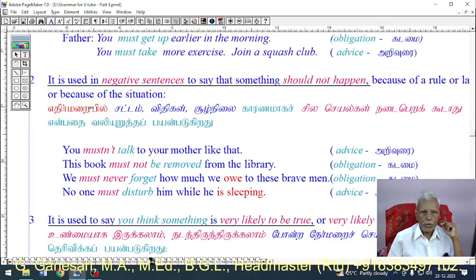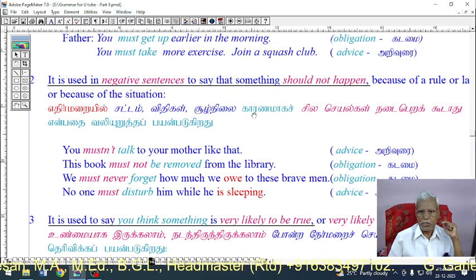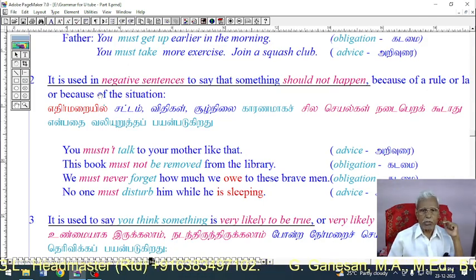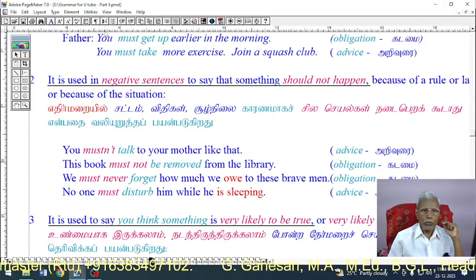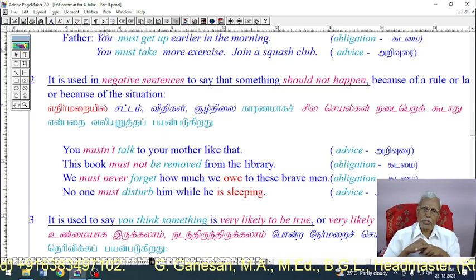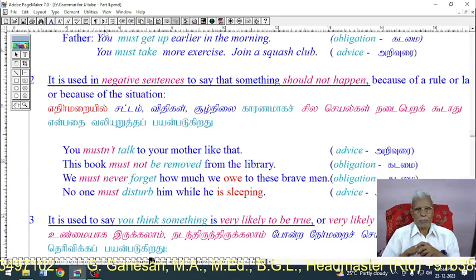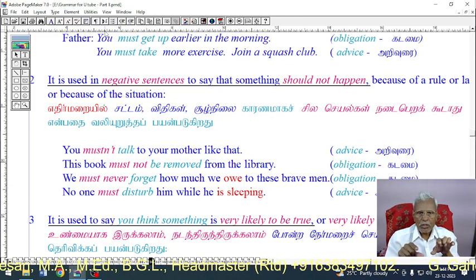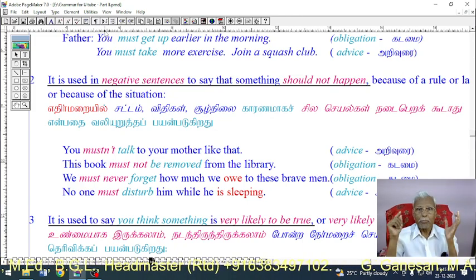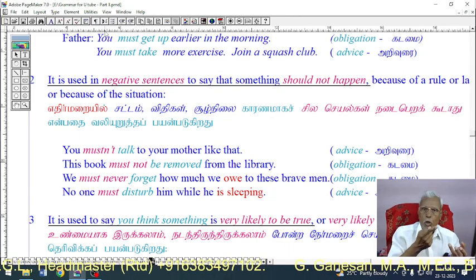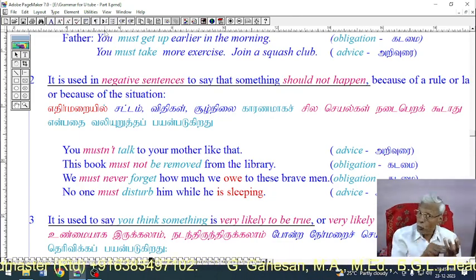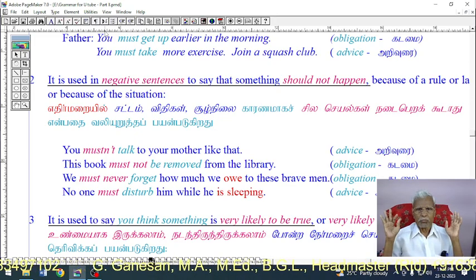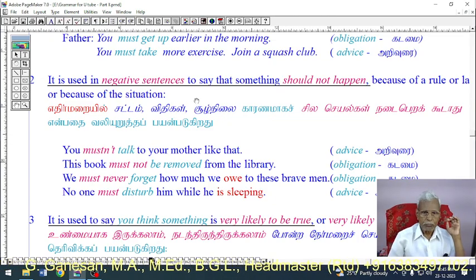The second use is in negative sentences, to say that something should not happen because of a rule or law or because of the situation. In the negatives, must is used to say that some events should not happen because of law, rule or situation.